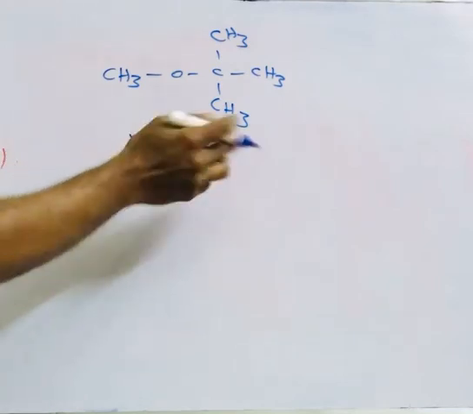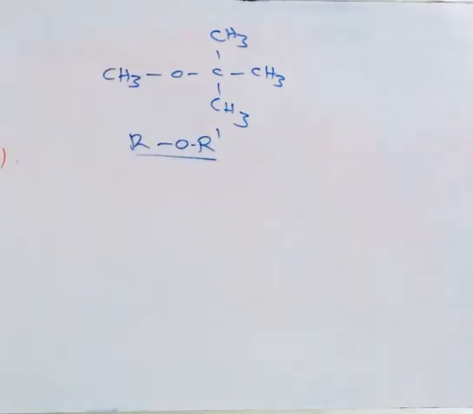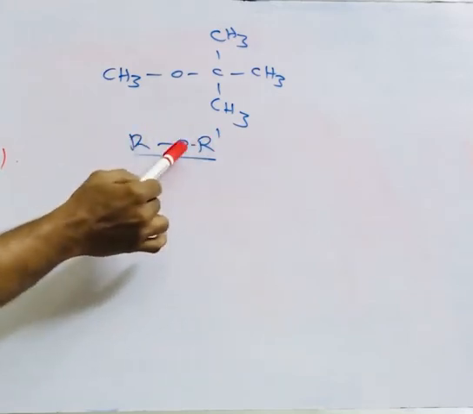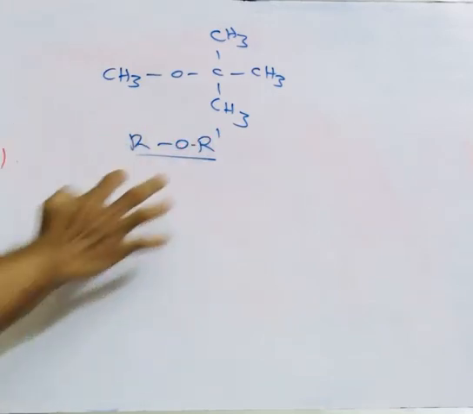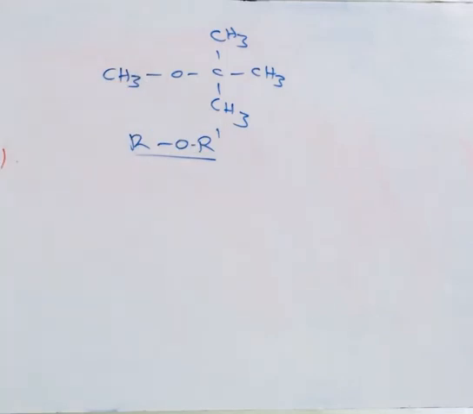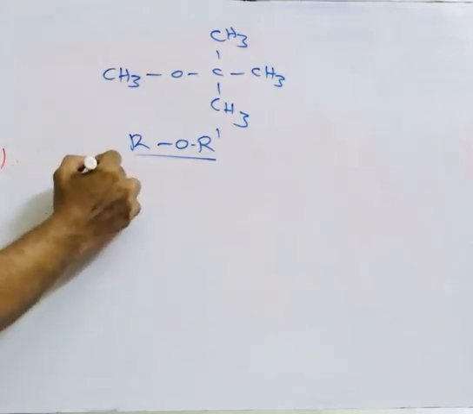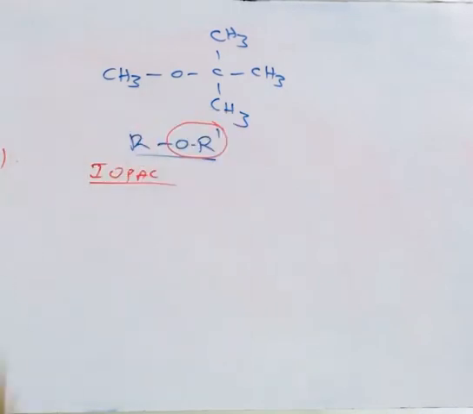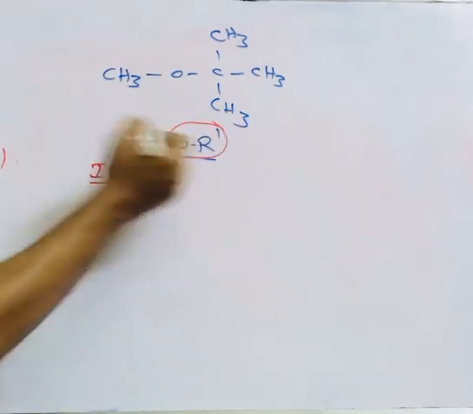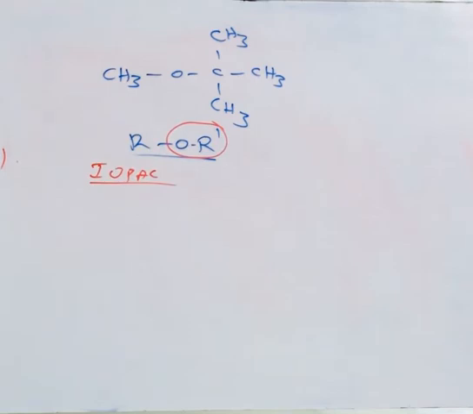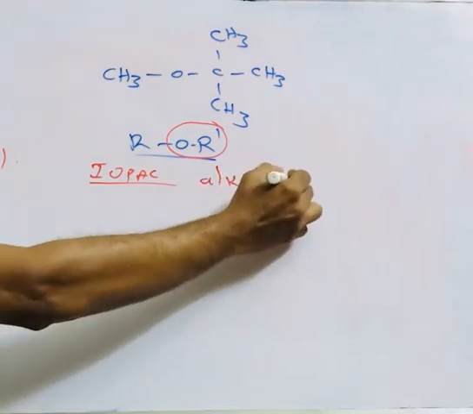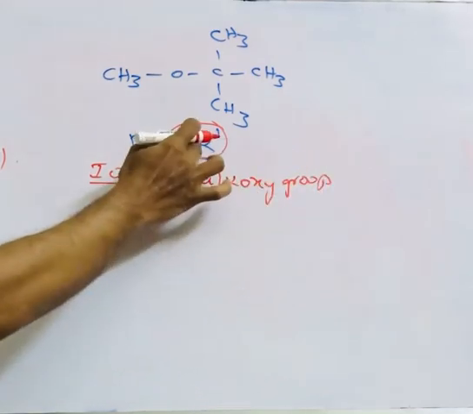These are the ethers, ROR prime. Ethers generally we write in the common name as dialkyl ether, alkyl alkyl ether. If the alkyls are the same, it is dialkyl ether. But for IUPAC names, you have to write one OR group as the substituent. The R group is alkyl, and the OR group is the alkoxy group.